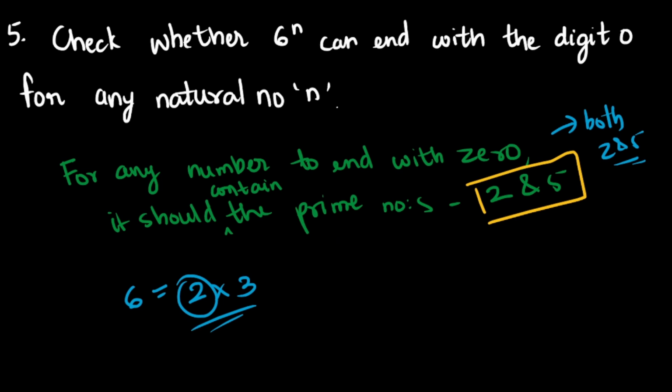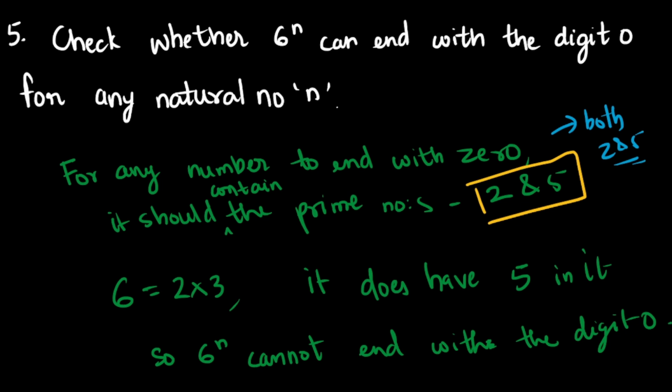It has 2, right? But it should have both 2 and 5. Then only, you just have 2 and 3, so it does not end with a prime number. So here you can write the prime factorization of 6 as 2 into 3. And one thing I need you to understand: they've asked for 6 raised to n, right? You know that it is (2 into 3) raised to n itself, right?